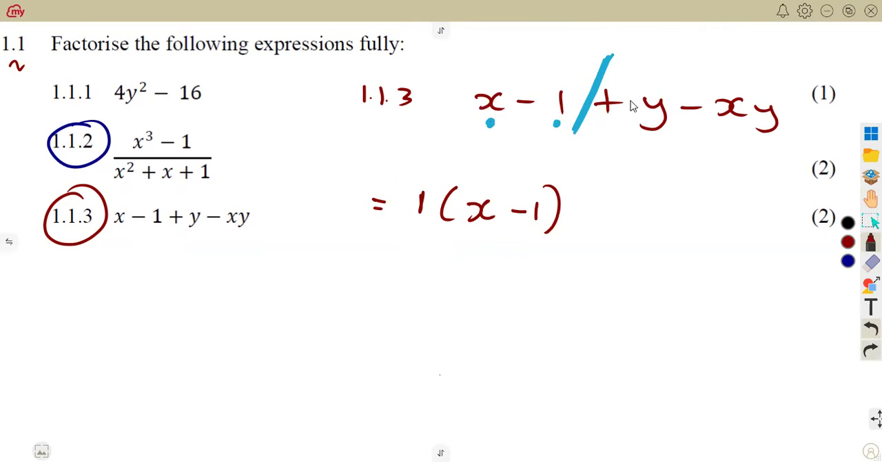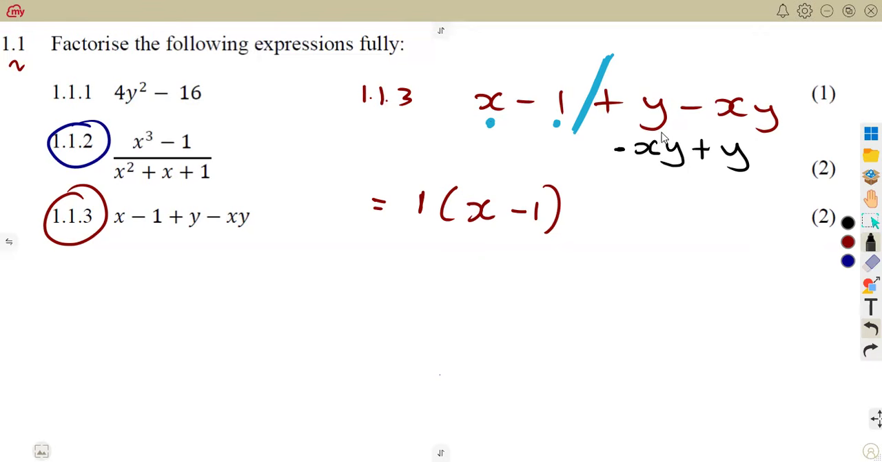Then here there is y minus xy. If you check properly, the part that has got x is this one at the end. But if you check on our first bracket here, the part that has got x is the first part. So you can just rearrange so that you don't confuse yourself. Start with minus xy, so this is the same as minus xy plus y. All right? You can rearrange.